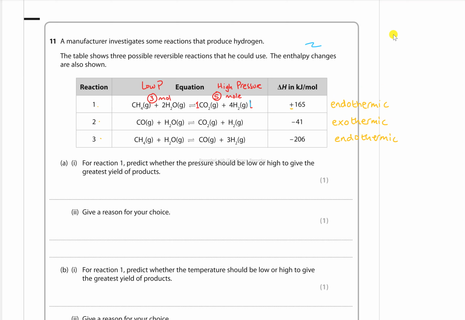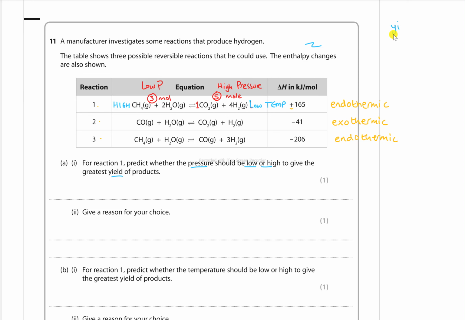Right, so this is going to be low temp. This is going to be then the high temp. It's going to be the opposite. And if you do the same thing with these, then it'll give you an idea. For reaction 1, predict whether pressure should be low or high to give the greatest yield.